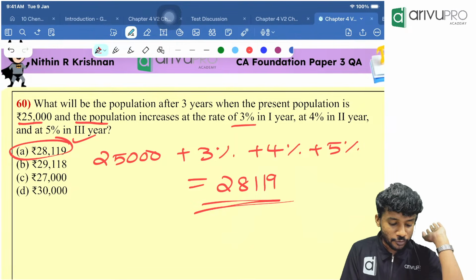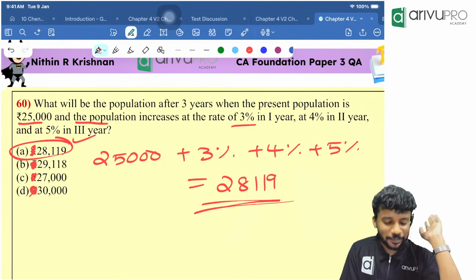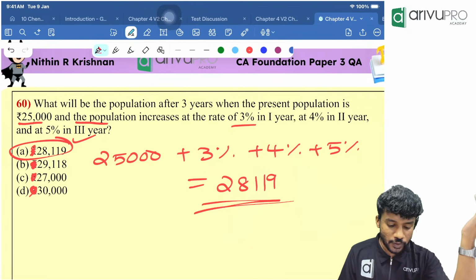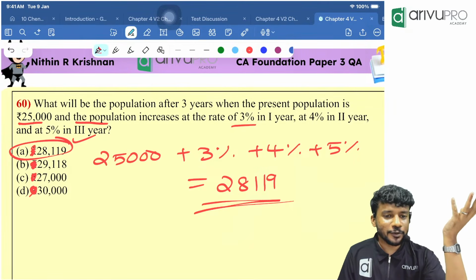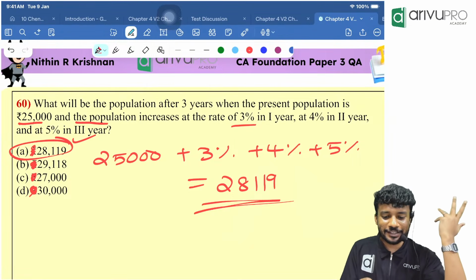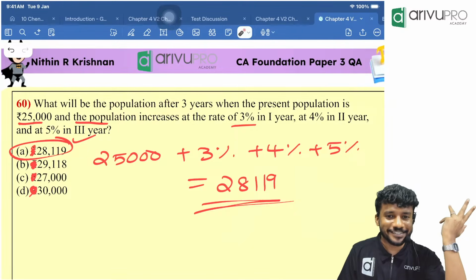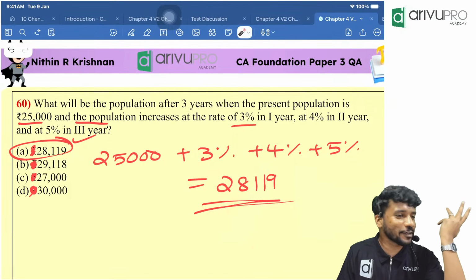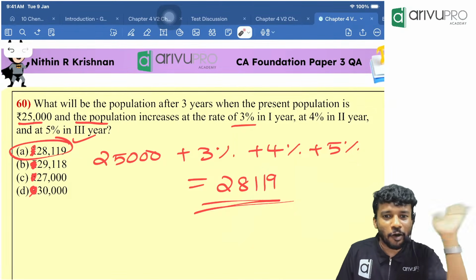Rupees should not be there. It is population. But usually, this was an ICA question itself, one of the previous year questions. They will also put that, because they forget that the question is about population. That is the main reason. At the end of the day, what is happening? It is based on compounding.